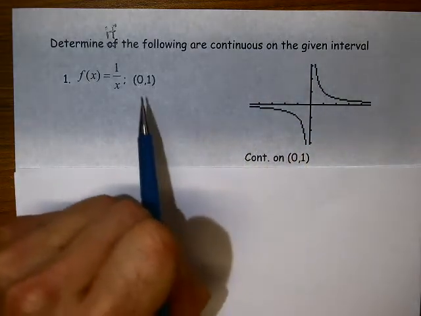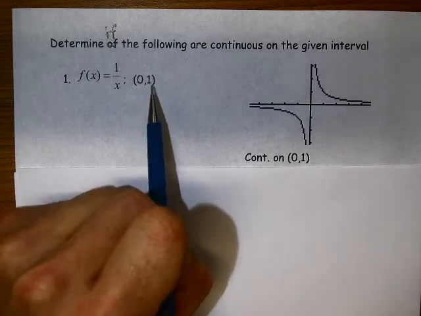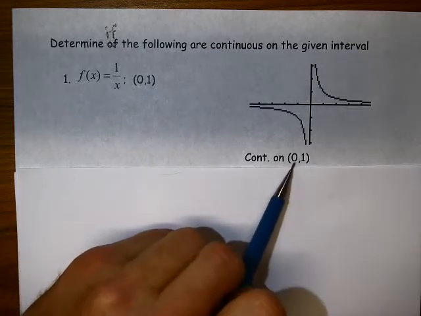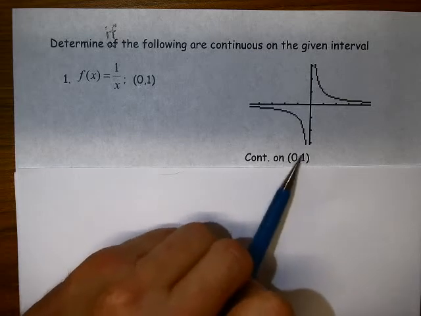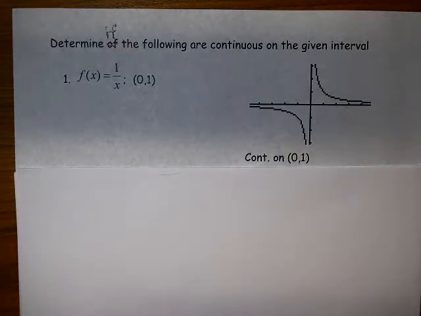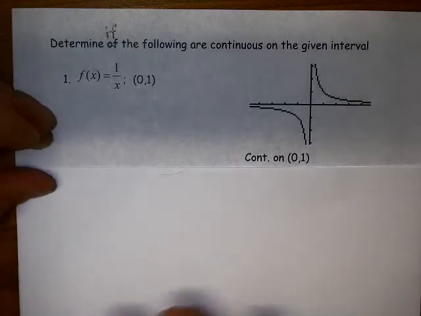But we were asked only about the open interval from 0 to 1. And this is continuous on the open interval from 0 to 1 because we're omitting x equals 0 and x equals 1 from that interval. So it is continuous on that interval from 0 to 1.